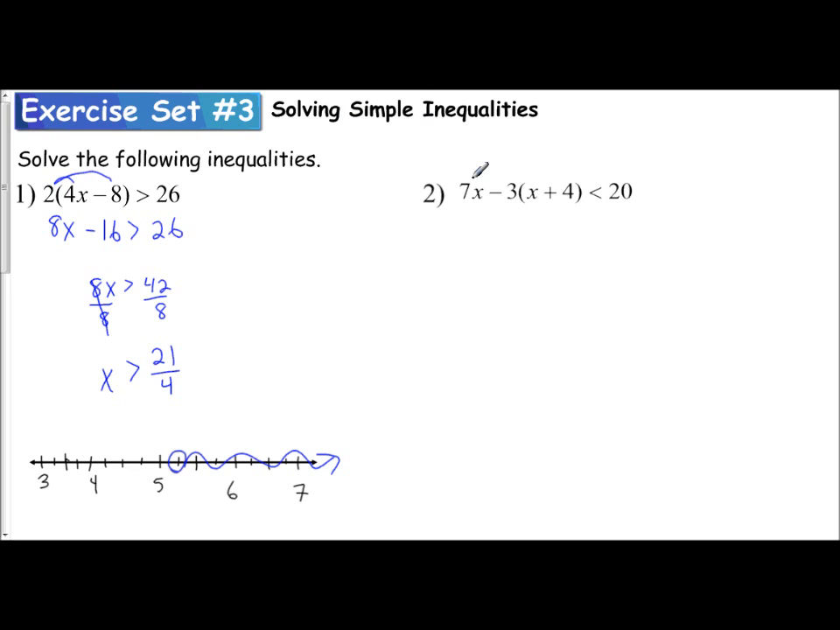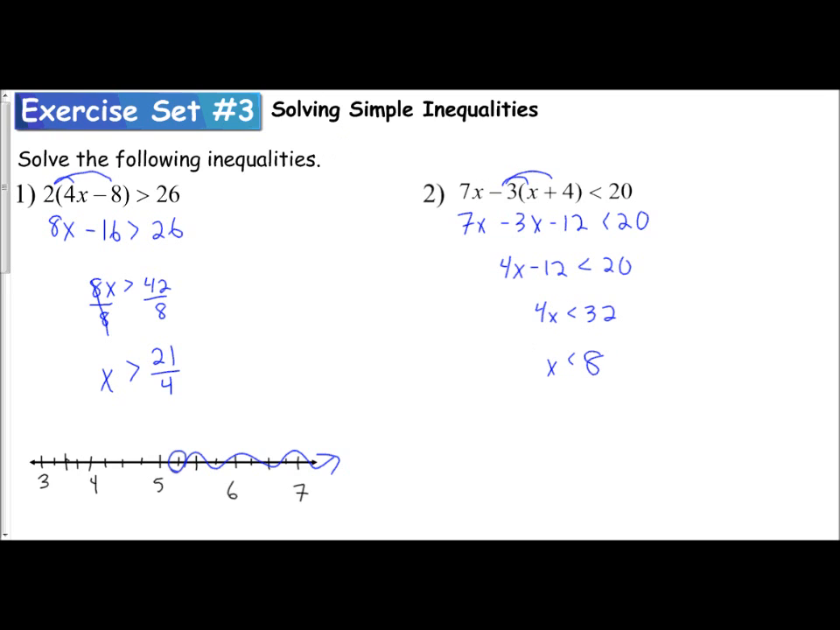We have 7x minus 3 times the quantity x plus 4 is less than 20. Well, we're going to have to distribute and combine like terms here to simplify that left side. So I get 7x minus 3x, and then it would be a minus 12 is less than 20. Well, the 7x minus 3x can combine to give me 4x. 4x minus 12 is less than 20. Add 12, 4x is less than 32. And then if you divide by 4, x is less than 8.